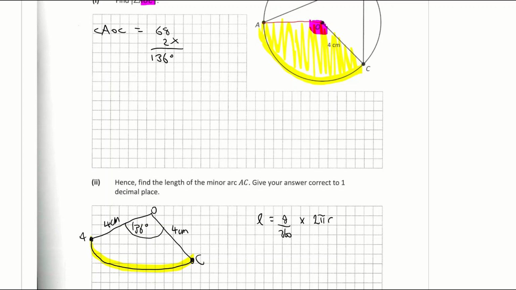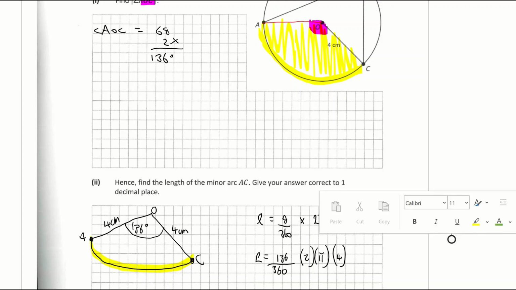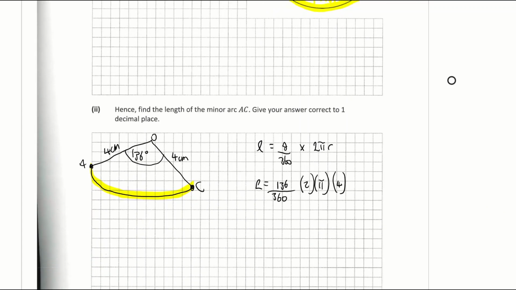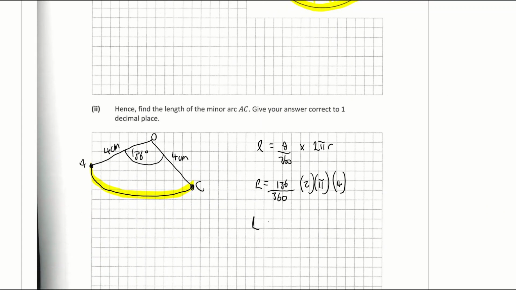So that's coming from my log tables, filling in my theta, which is my angle, which is 136 over 360 times 2 times pi times r, which is 4. And I'm using the pi button on my calculator. I'm not changing it to 3.14 or anything like that. It didn't ask me to. And when I multiply the fraction by 2, by 4, by pi, I get a length of an arc of 9.5 centimeters to 1 decimal point.